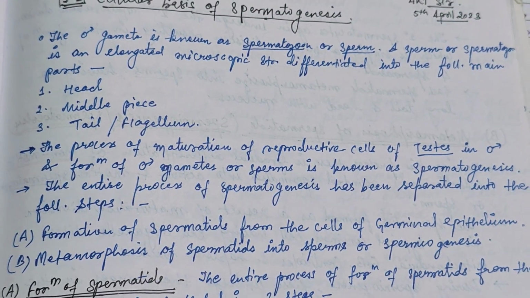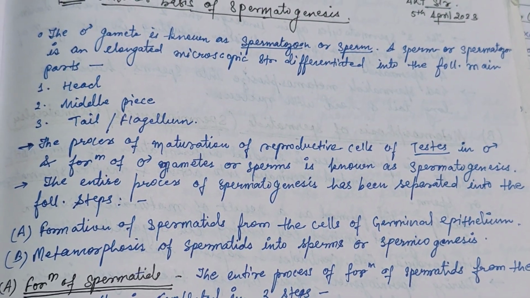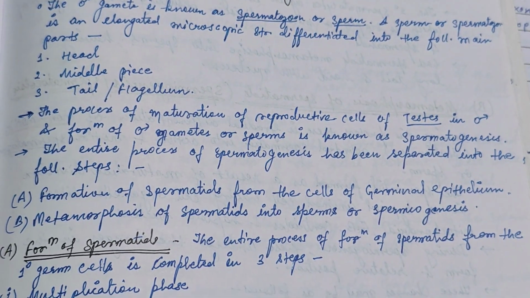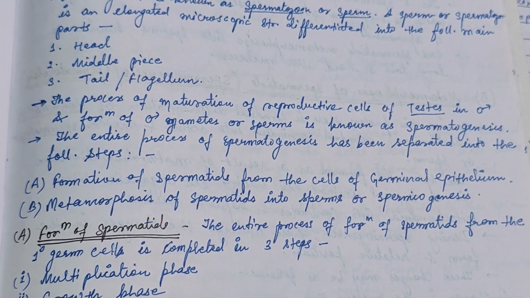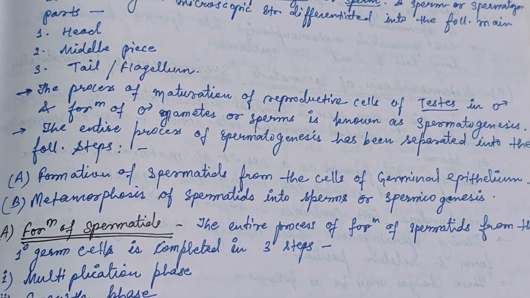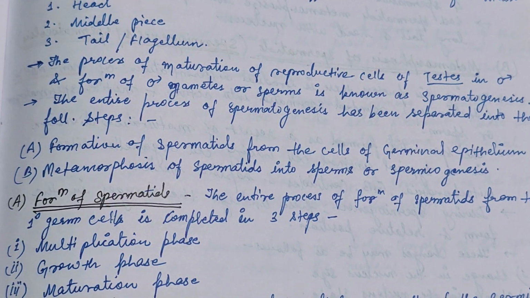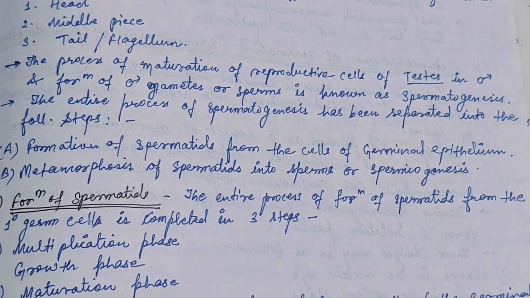The male gamete is known as the spermatozoa or the sperm. A sperm or spermatozoa is an elongated microscopic structure differentiated into the following main parts: head, middle piece and the tail. The process of maturation of reproductive cells of the testes in males and formation of the male gamete or sperm is known as spermatogenesis.